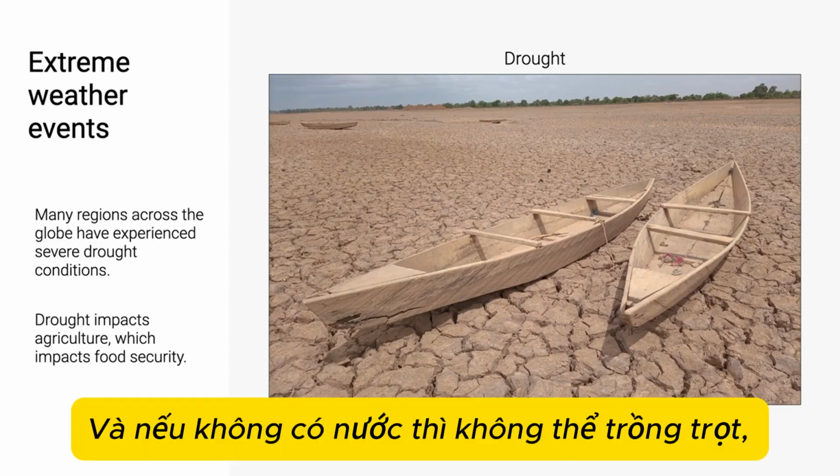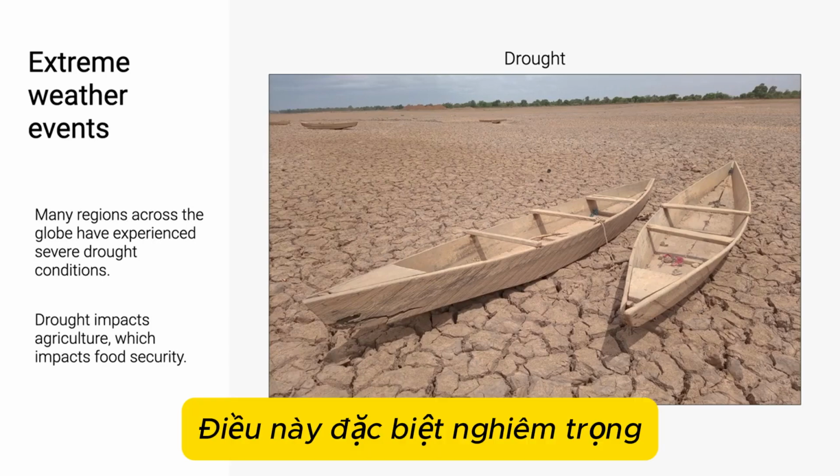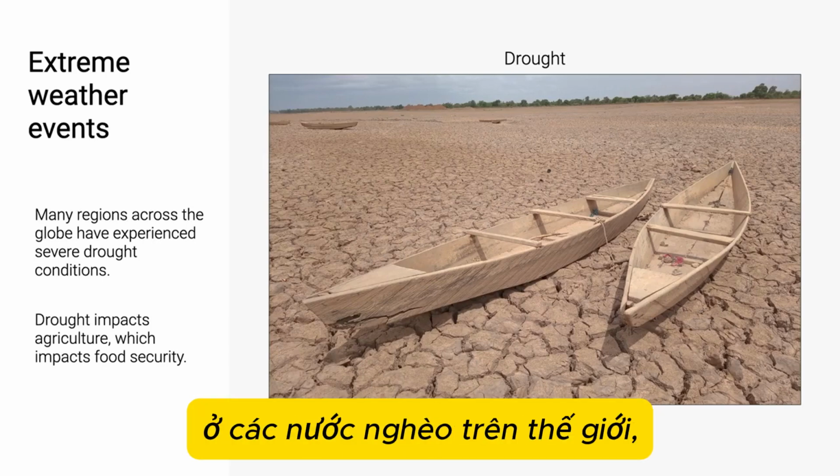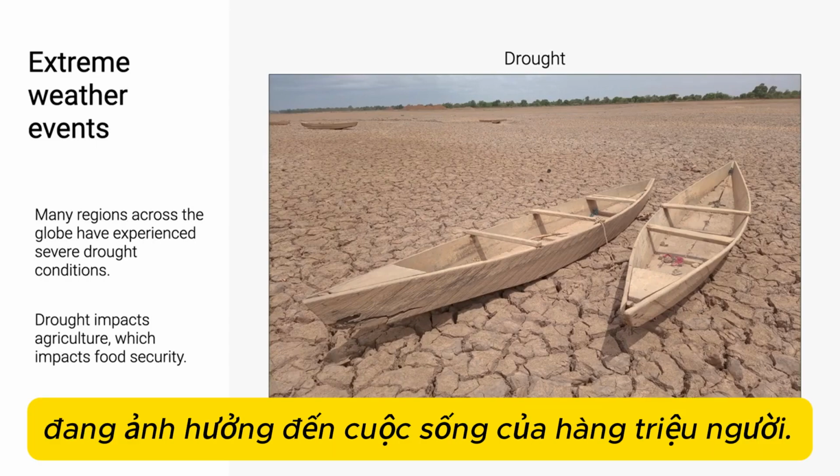And if there is no water, then you can't grow food, leading to an increasing food insecurity. This is particularly true in poorer regions of the world, where malnutrition due to drought conditions is impacting the daily lives of millions of people.